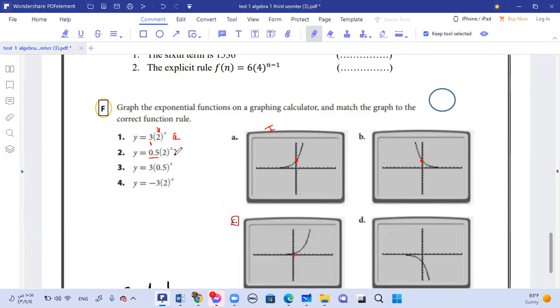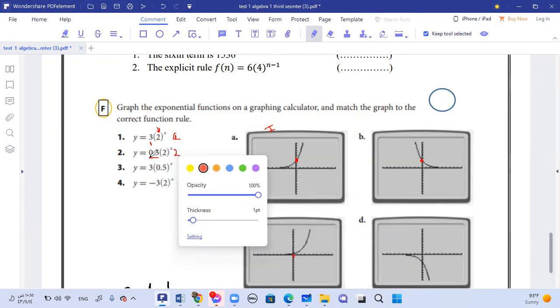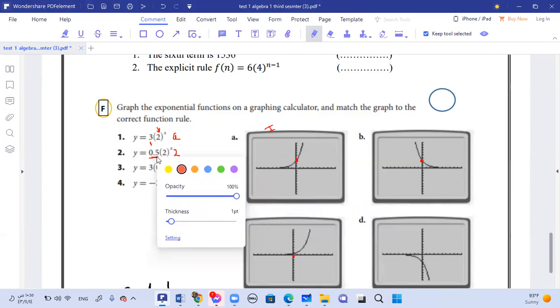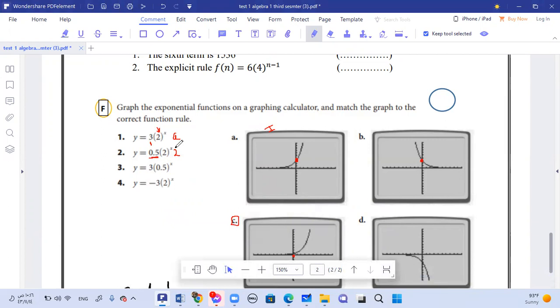Why? Because of the y-intercept. Look at this number, 0.5. What is the meaning of 0.5? It means the graph intersects the y-axis at which point? At 0.5. So which graph intersects the y-axis at 0.5? This one. So C.